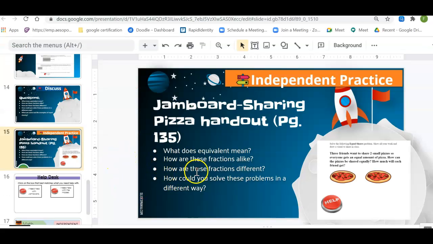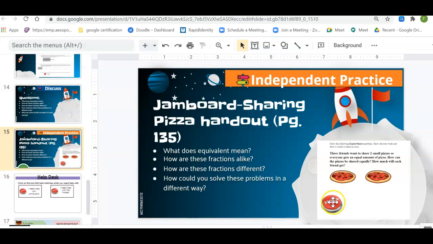Okay, for your independent practice, you have this sheet. This is the same as page 135 that I want you to complete. This is also on a Jamboard. This same sheet is on the Sharing Pizza handout Jamboard that you can complete on the Jamboard, or if you do it in your notebook or binder on page 135, make sure to take a picture of your work and insert it into the slides.